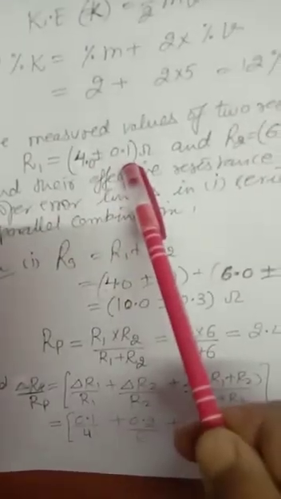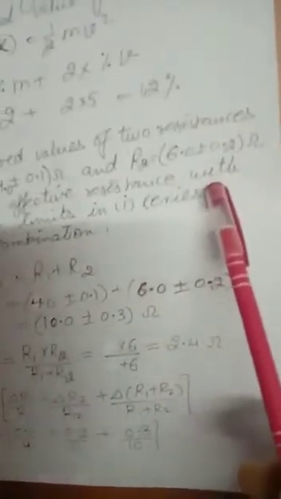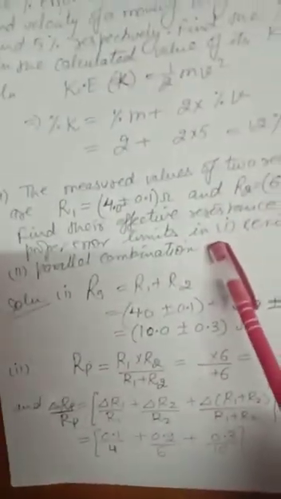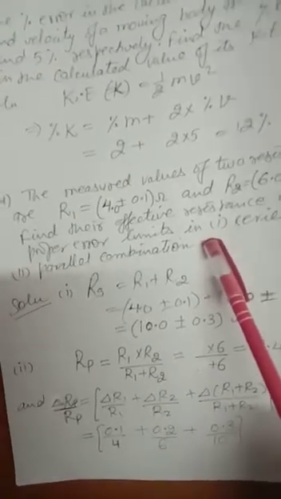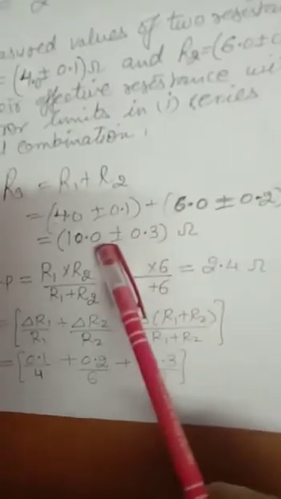Now the next question, the last question for the day, we are taking. Two values of resistances are R1 is 4 plus minus 0.1 ohm and R2 is 6 plus minus 0.2 ohm. The question is saying express the final answer, or the effective resistance, in series and parallel combination with proper error limits. Now for series, you know the formula is simple, R1 plus R2. So we say 4 plus minus 0.1 plus 6 plus minus 0.2, the errors are added. So we get 10 plus minus 0.3 ohm.